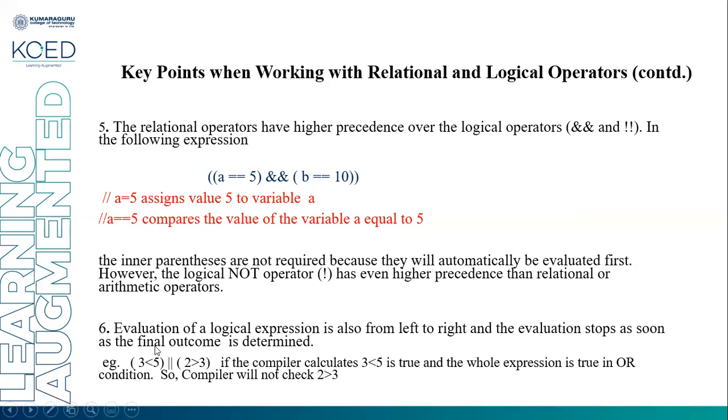For example, in the logical OR operation used here, first the left side relational operator will be checked. If it is true, it will give 1, and then 1 or 0 equals 1 also. The compiler won't bother about the expression on the right side. If it is false, then it will check the expression on the right-hand side. If that is true, it returns 1, otherwise it will return the value 0.